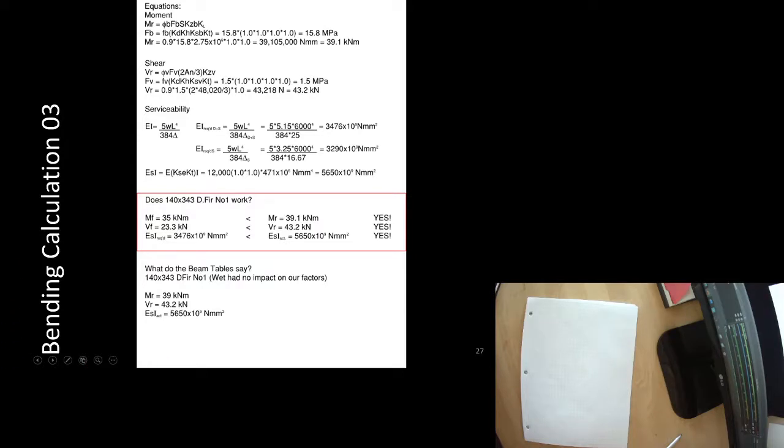Let's take a look. Let's even open that up. Let's find where that is. I think it's somewhere up around page 58. Nope, those are glulam, which we're not going to do the design on. Okay, so here we are. Sawn timbers. We had a 140 by 343 of Douglas fir.